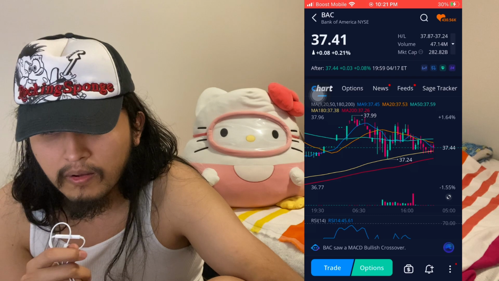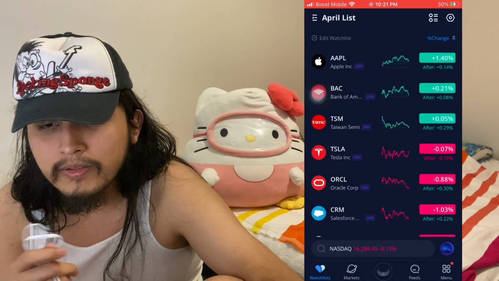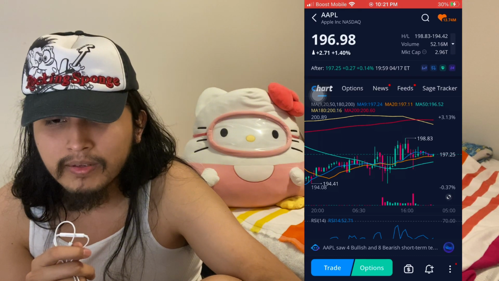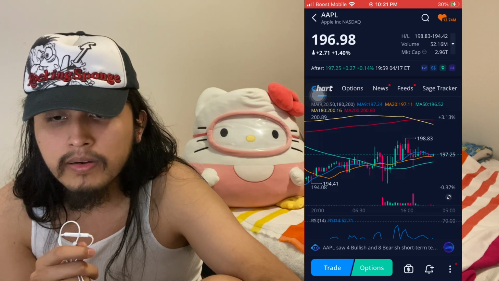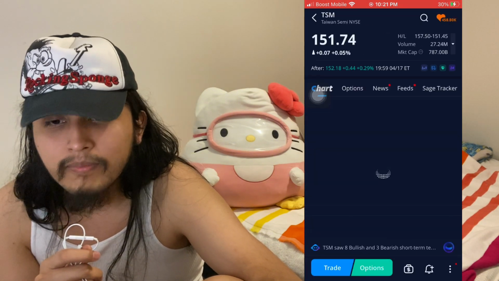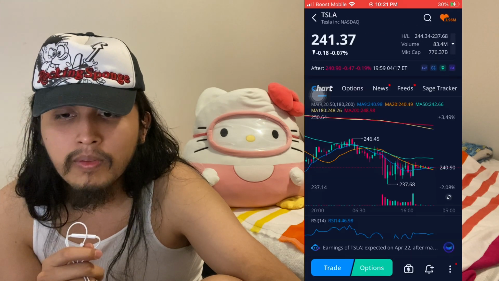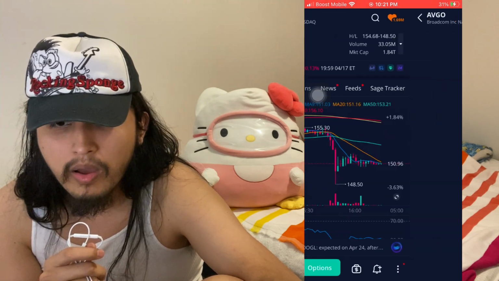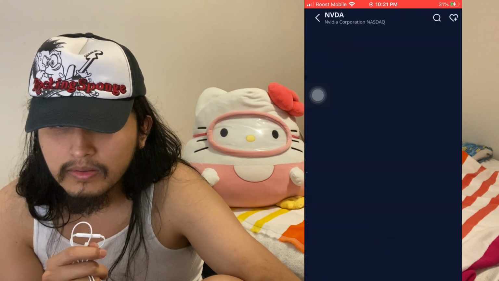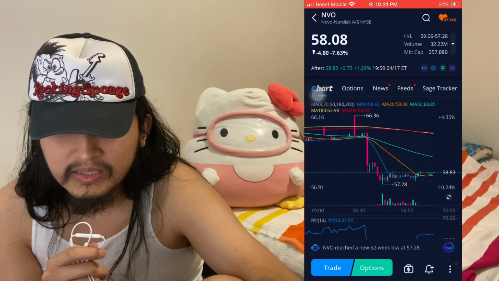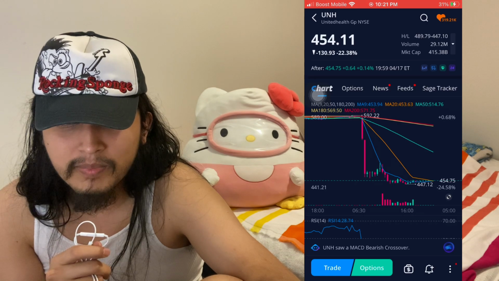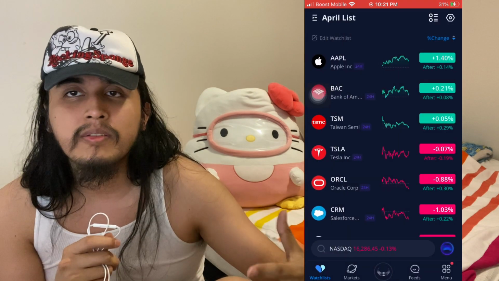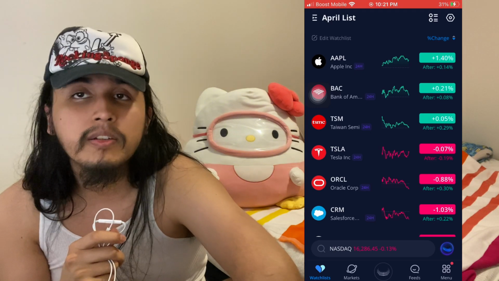So these are the stocks that you kind of want to keep an eye on, that are mega cap stocks like Apple, Bank of America, Taiwan Semi, Tesla, Oracle, Salesforce, Google, Broadcom, Nvidia, Novo, UNH. Those are basically prime examples of stocks that you want to take into consideration or look into.